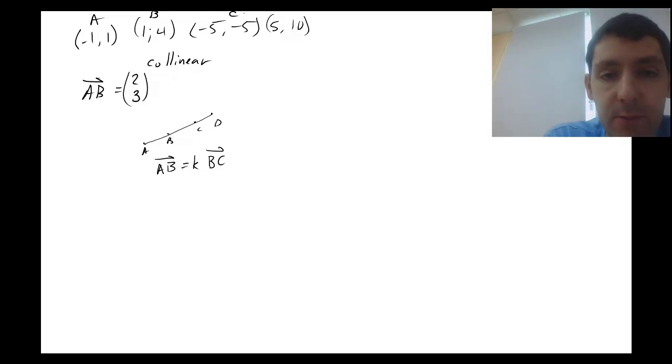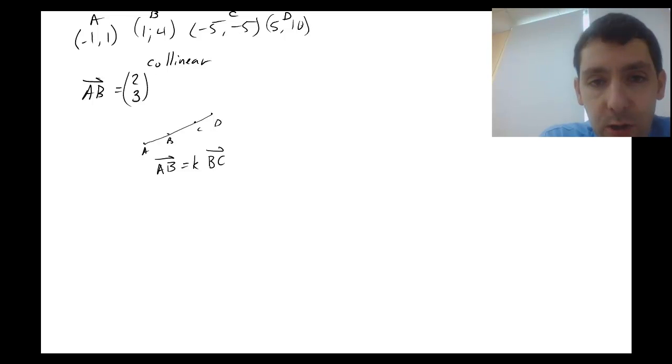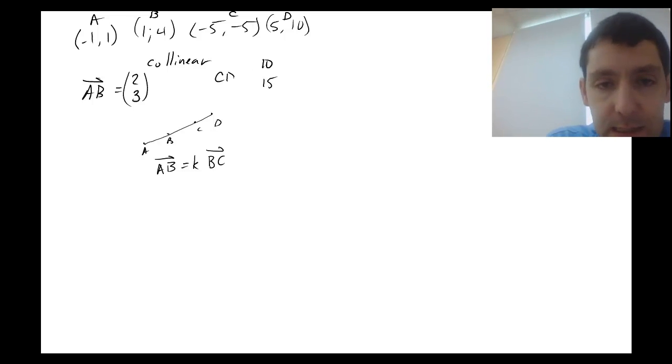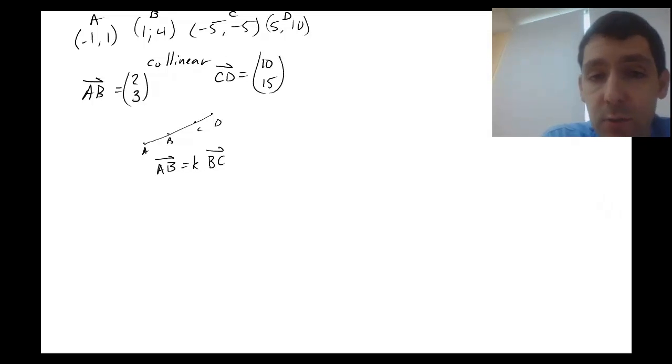So let's go ahead and check CD down here. We'll do the same thing. The x would be 5 minus negative 5, which would be 10. And then I'll go 10 minus negative 5, which would be 15. So that would be CD for me, right? When we do the vector, it's always the second point minus the first one. I get (10, 15). And those aren't the same, but CD is equal to 5 times (2, 3), which then is a scalar multiple.